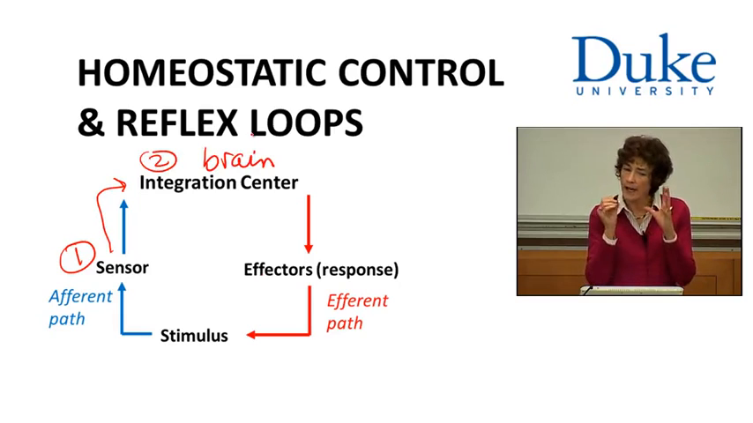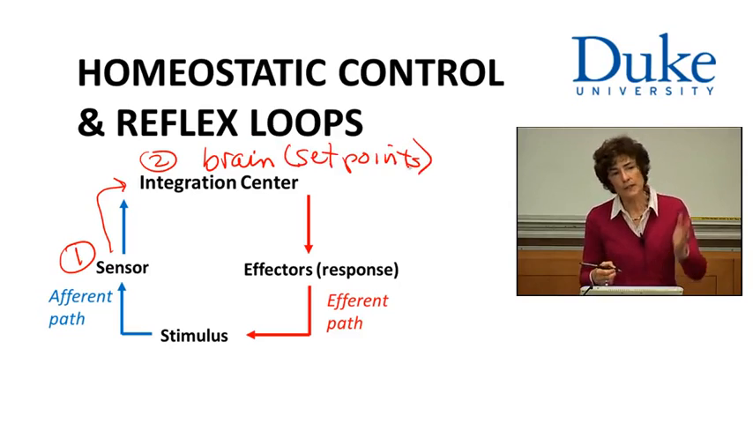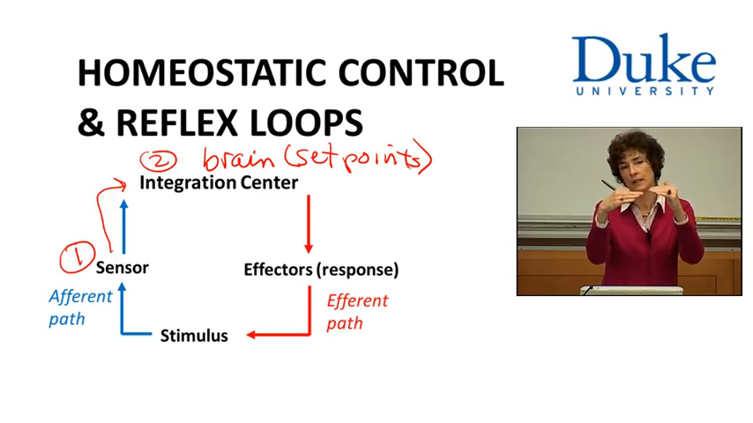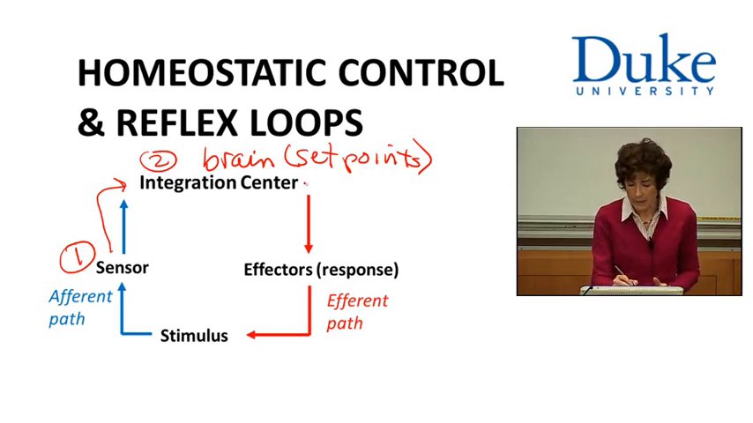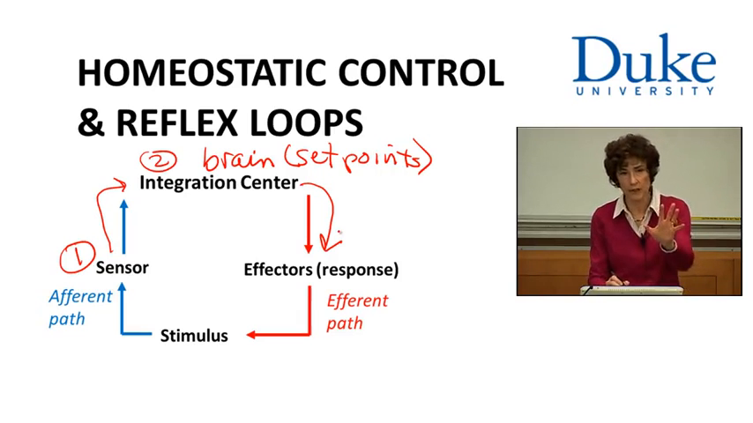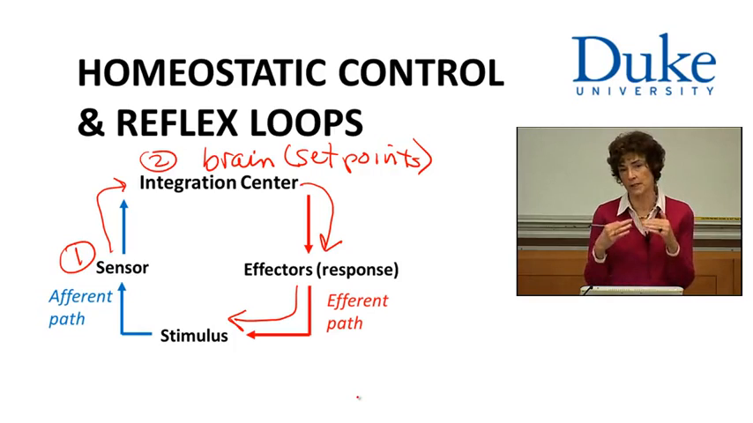The integration center has within it the set points that are compatible with the life of the cells. And so it will evaluate the incoming signal to see whether or not the incoming signal matches the set point that the body needs, or whether it exceeds it or is below it. It then will decide whether or not it needs to make a response, and will send out an effector pathway to the effectors. So this is an efferent pathway going out to the effectors, which will generate a response that will then bring the body back to its normal condition.